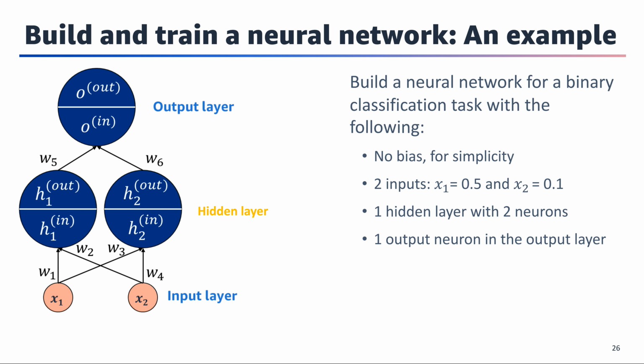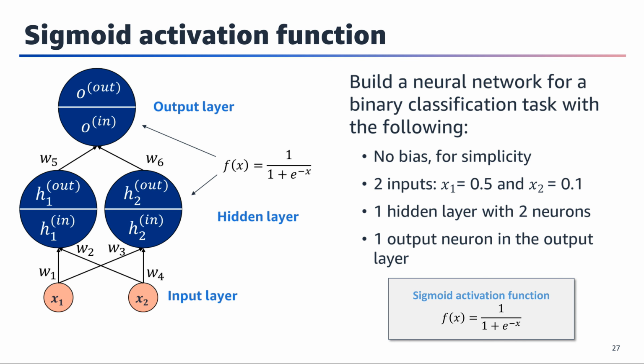Let's walk through an example for building and training a neural network for a binary classification task. There is no bias for simplicity. Consider 2 inputs, x1 equals 0.5 and x2 equals 0.1. There is one hidden layer with 2 neurons and one output neuron in the output layer. To complete this network, all 3 neurons use a sigmoid activation function.